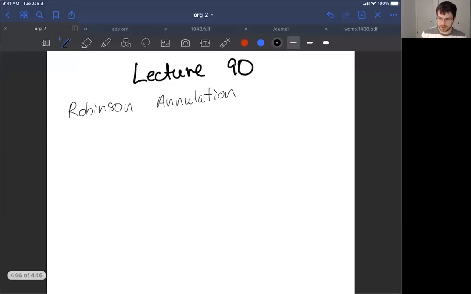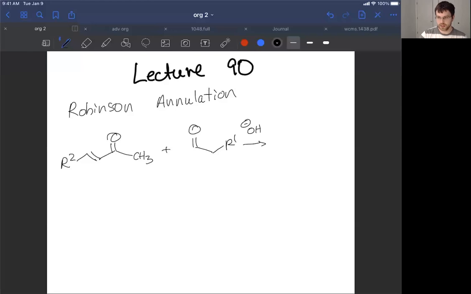So in this reaction, what we're going to do is react an alpha-beta unsaturated carbonyl that has a CH3 at the opposite end of the carbonyl with some other, typically an aldehyde. So if we have R1 and here's R2, it's important that the R1 side of things have two alpha hydrogens. We're going to react these under basic conditions to give rise to a final product that looks like this.